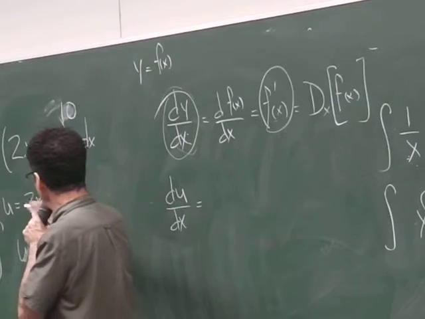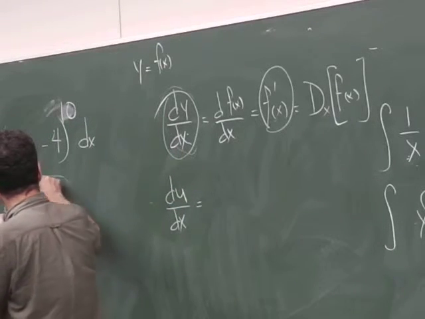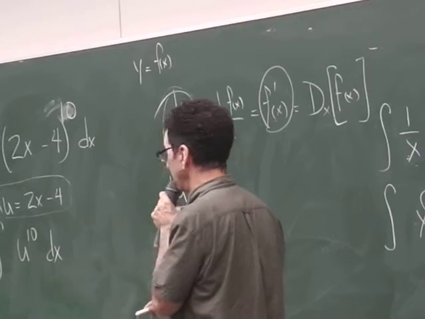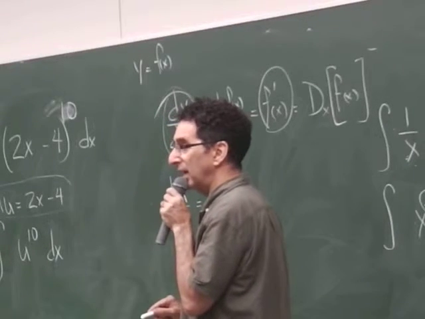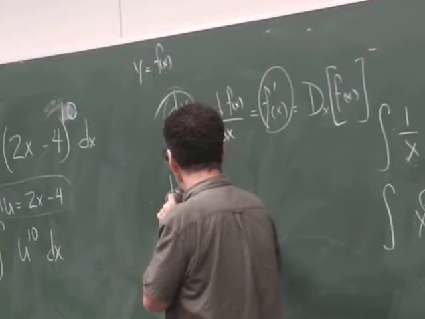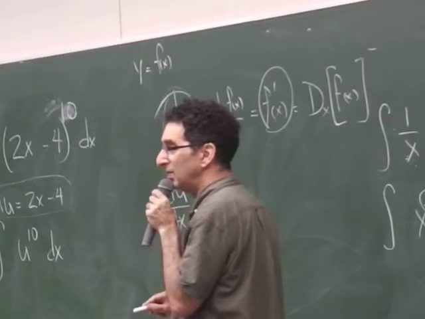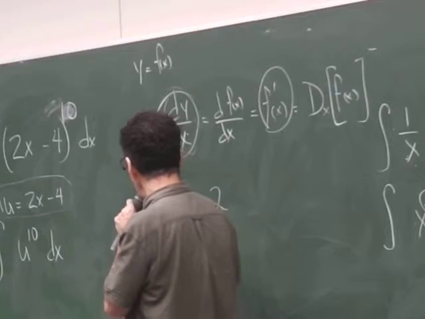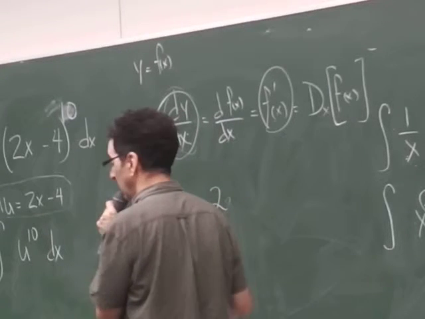So here's u. So what is du dx? Well, that's easy. The derivative of 2x is what? 2. Now we split it up. Now we do this trick, which isn't really legal. Okay, so we split it up. So I'm going to bring this up here. Okay?